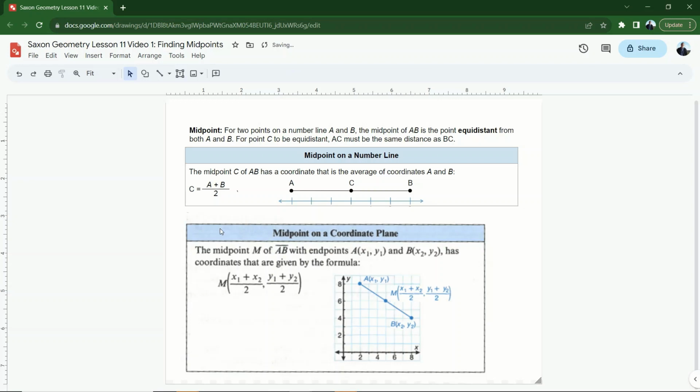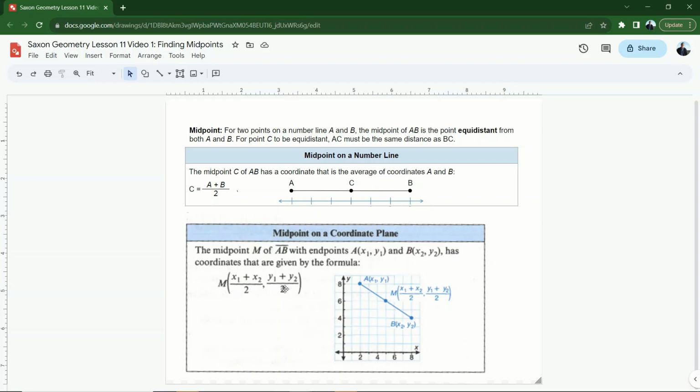When we talk about a coordinate plane, though, the formula gets a little bit more complicated. The midpoint M of segment AB that has endpoints (x1, y1) and (x2, y2). These are coordinates on a coordinate plane, right? The midpoint has the coordinates that are given by the formula, (x1 plus x2) over 2, (y1 plus y2) over 2. Now, this really isn't that much harder.